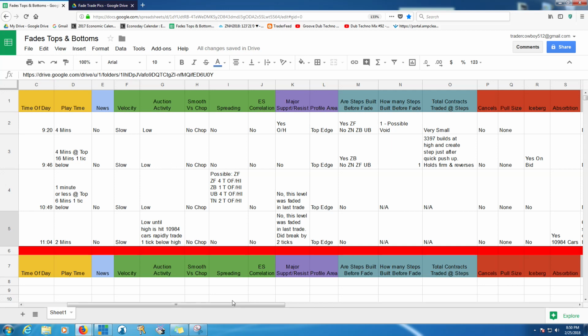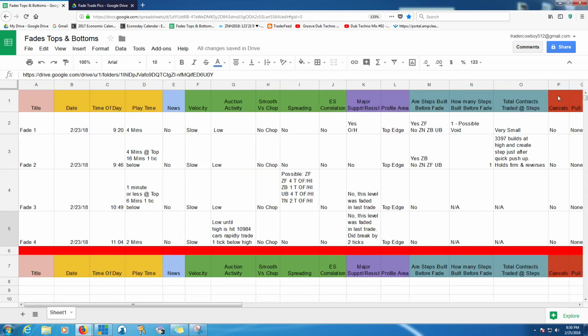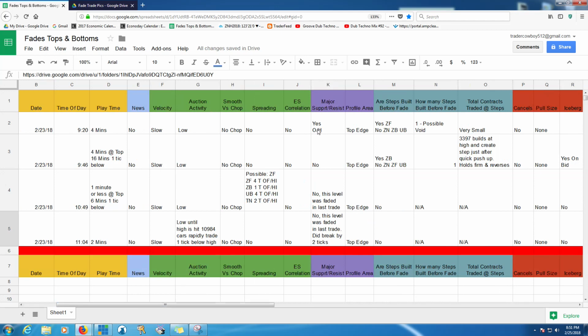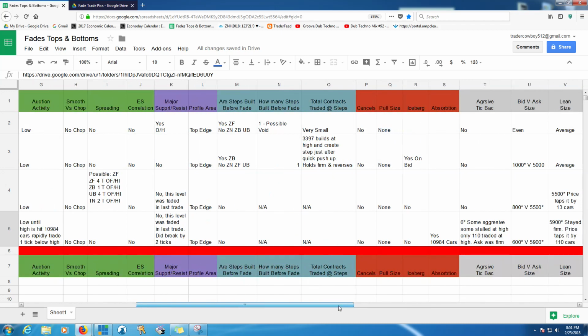And just real quick, these boxes you can tell are different colors, and there's a reason for that. Some of these boxes correlate to the one before it. The title is its own color because nothing correlates. Date, time of day, playtime: playtime necessarily doesn't correlate to time of day or the date, but I figured I'd group them together, and breaking up the boxes with different colors kind of helps. But for instance, cancels, pull size, iceberg, and absorption.